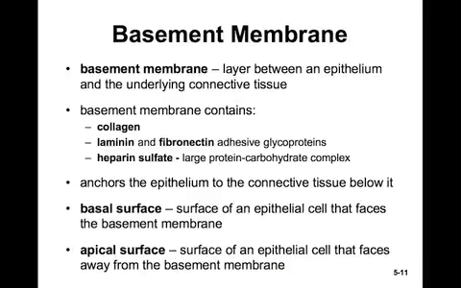The basement membrane contains collagen, laminin, and fibronectin, which are adhesive glycoproteins. It helps the cells stick to the membrane. And then heparan sulfate, which is a large protein carbohydrate complex. The basement membrane anchors the epithelium to the connective tissue below it. The basal surface of epithelial tissue is that surface which is on the basement membrane. The apical surface is the surface of the epithelial cell that faces away from the basement membrane, so either to the lumen or cavity of an organ or the outside environment.